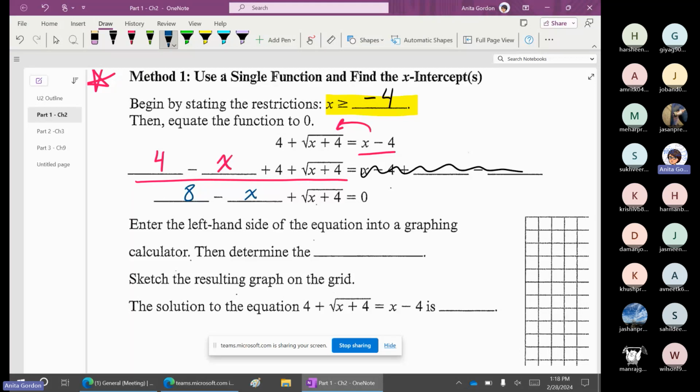You're going to put this into Desmos. Tell me, what is the x-intercept? What solution do you get?